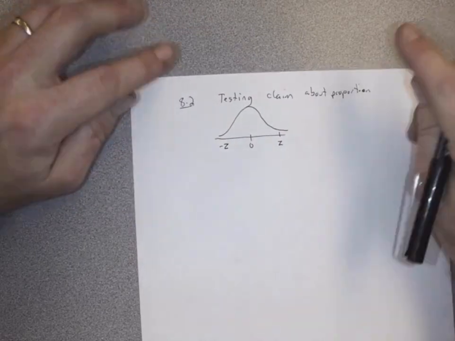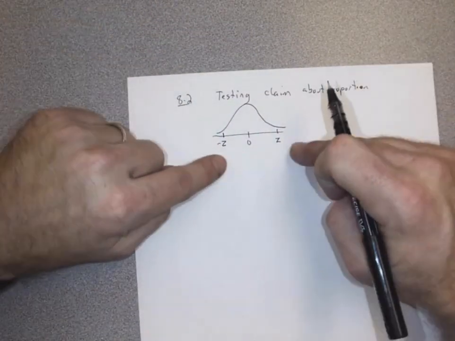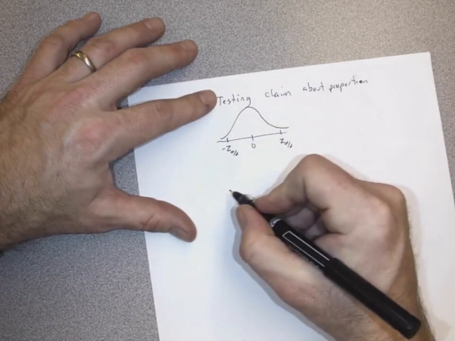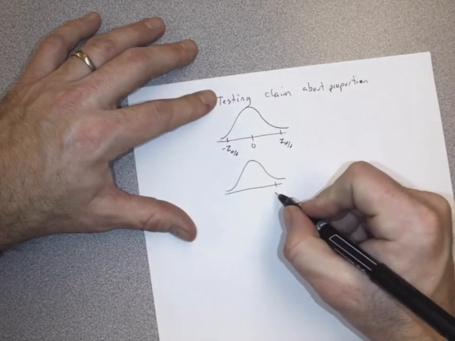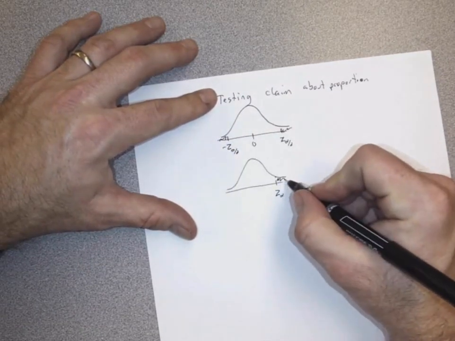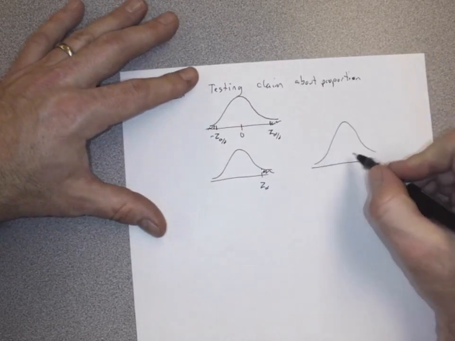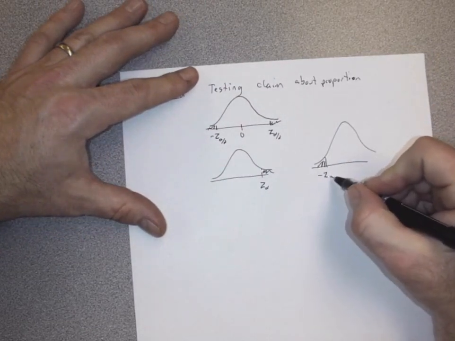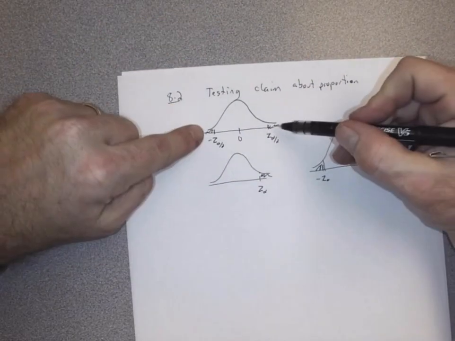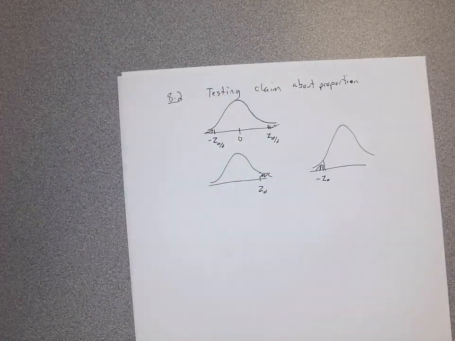Negative z, positive z. Depending on if it's one-tailed or two-tailed, we're going to use either, if it's two-tailed, z alpha over 2 and negative z alpha over 2. If it's right-tailed, you're going to use just z alpha, which is the same as the alternative hypothesis. And if it's left-tailed, you're going to be using negative z alpha. So the area in the tail is always going to be equal to alpha. If there's two of them, it's alpha over 2 plus alpha over 2, which is equal to alpha. If it's just one-tailed, it's alpha.